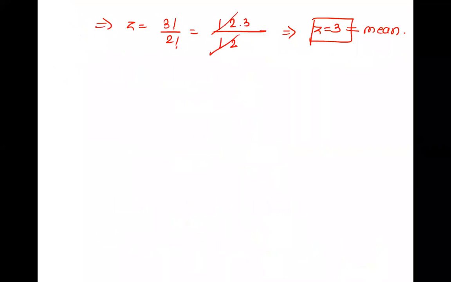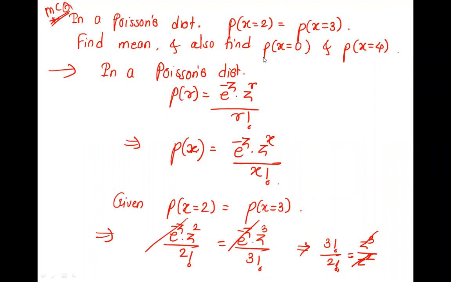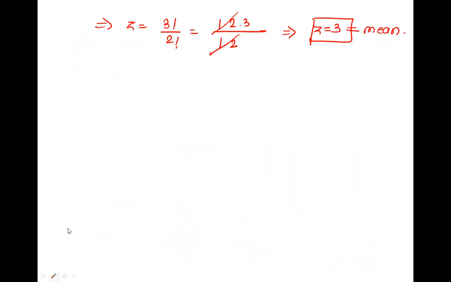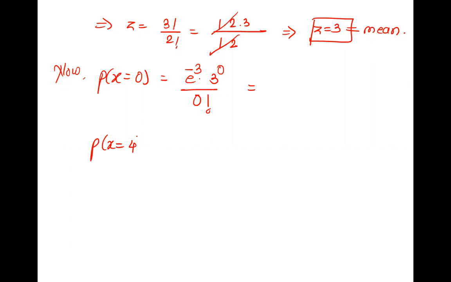If some condition is given, they will ask you to find the mean or find any probability. So the mean is done. Then the second question is to find probability of x is 0 and x is 4. Probability of x is 0 is e raised to minus z, with z now 3, into 3 raised to x, x is 0, upon 0 factorial. Can you solve this? Find the answer. Also, we have to find probability of x is 4: e raised to minus z, z raised to x, x is 4, upon 4 factorial. Solve these two.